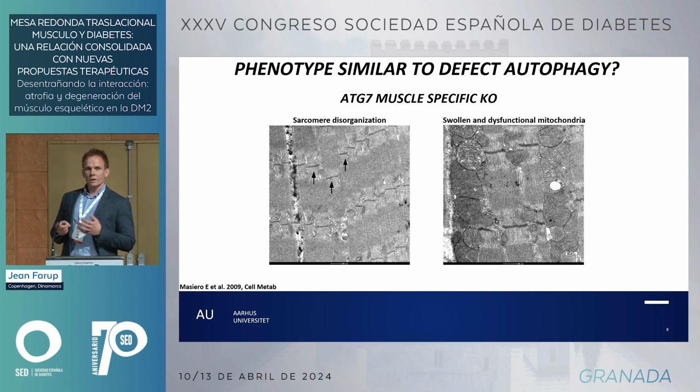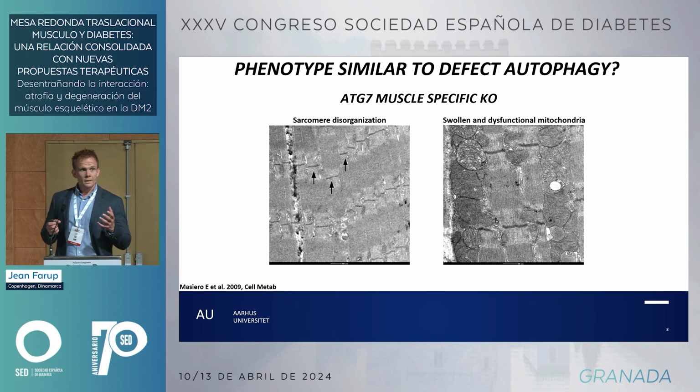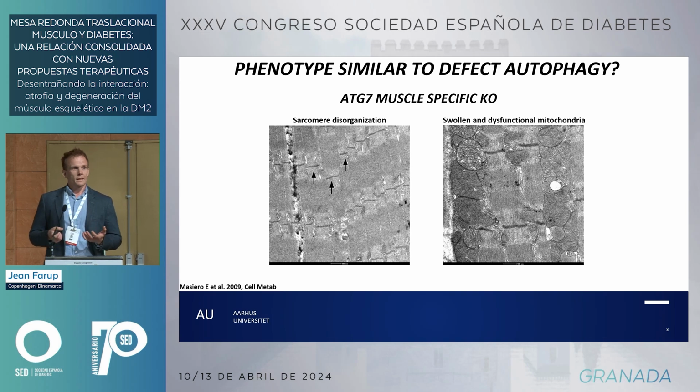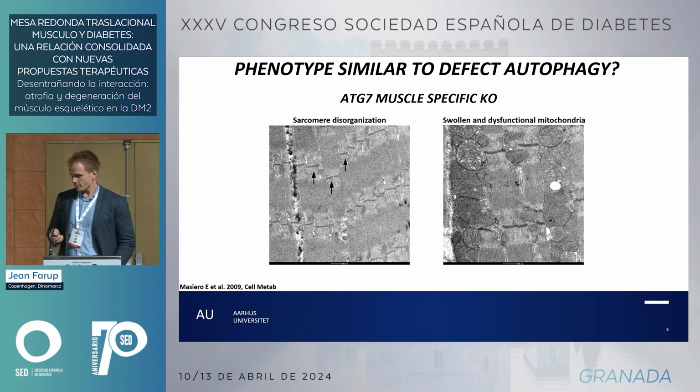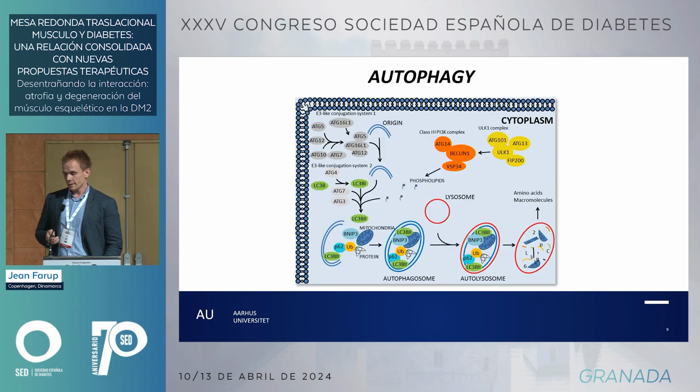This actually struck us as a fairly similar phenotype to what we see when we have a defect in autophagy in skeletal muscle. I'll come back to autophagy in a second, but this is just to show you work from Marco Sandri's group where they knocked out ATG7, a key protein in autophagy, specifically in skeletal muscle. What you see here is sarcomere disorganization and also swollen, dysfunctional mitochondria, again resembling a dystrophic phenotype. So we thought that this could be worth exploring in type 2 diabetic patients.